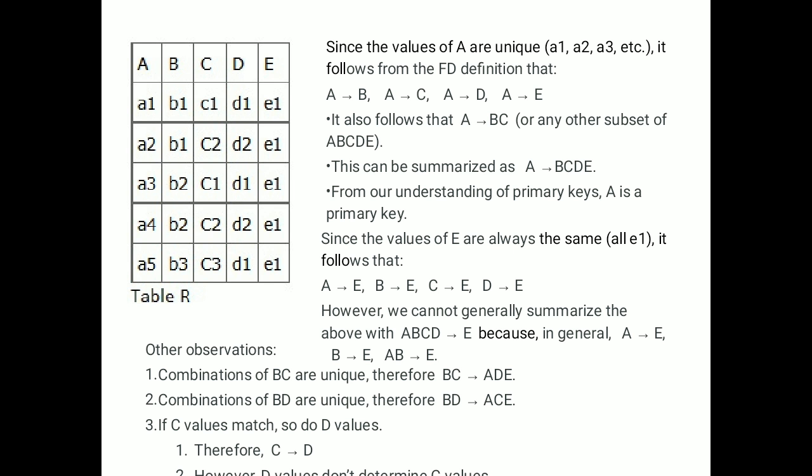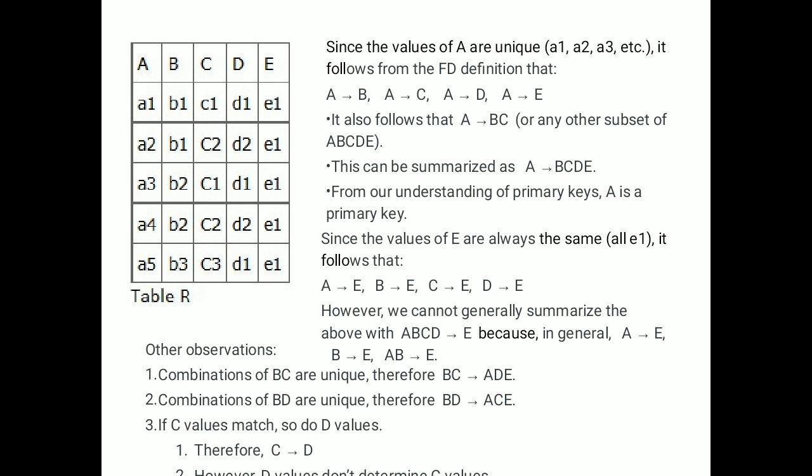It follows from the functional dependency definition that A and B are functionally dependent, A and C are functionally dependent, A and D are functionally dependent, and A and E are functionally dependent. It also follows that as B and C are functionally dependent on A, we can say that A and BC are functionally dependent. This can be summarized as: B, C, D, E are functionally dependent on A.